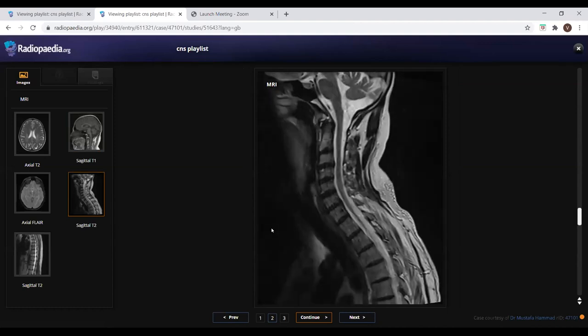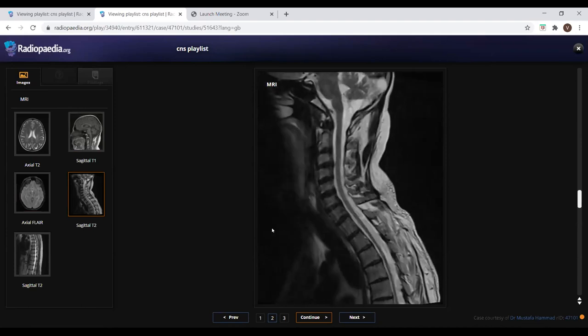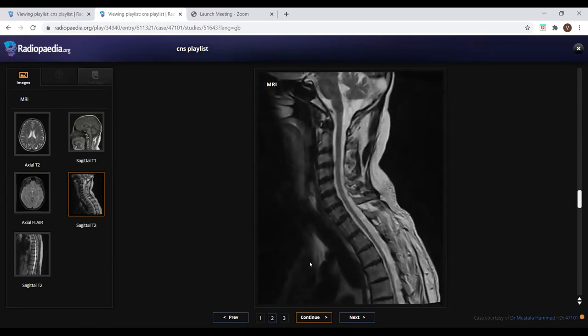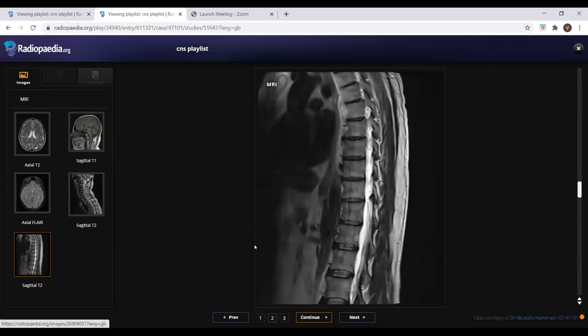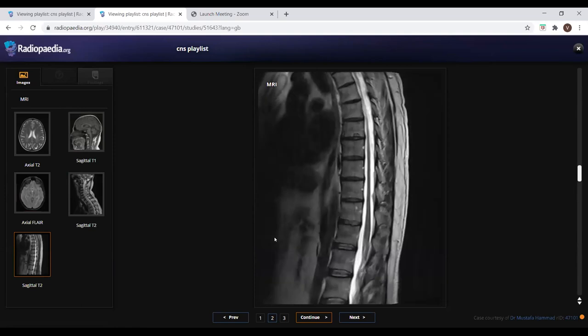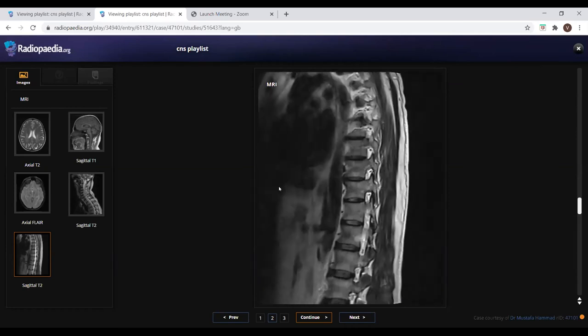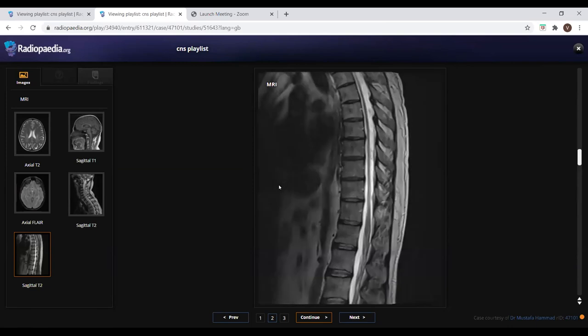And this is the sagittal T2 sequence of the spine. There is a diffuse, mildly increased signal of the spinal cord. However, there is no cord expansion or any spinal canal narrowing. And the cord appears to be narrowed inferiorly, as if there is some degree of atrophy. I do not see any mass lesions in the spinal canal or any evidence of compression.